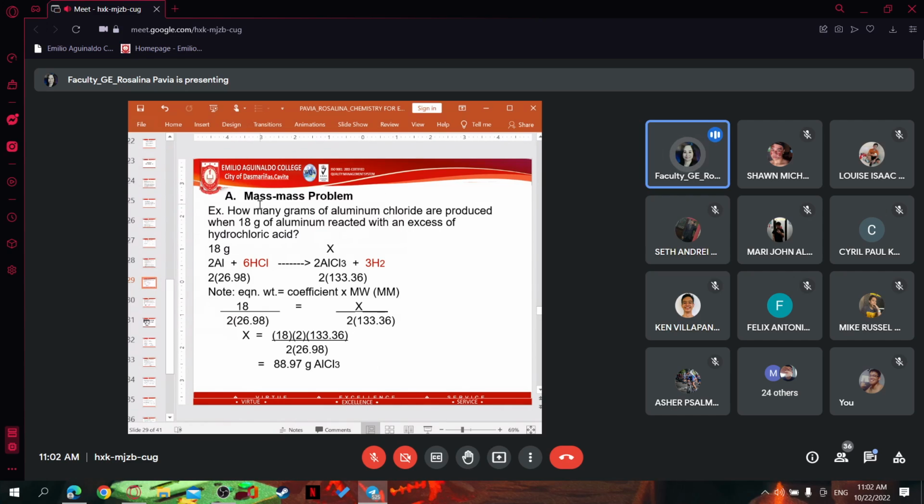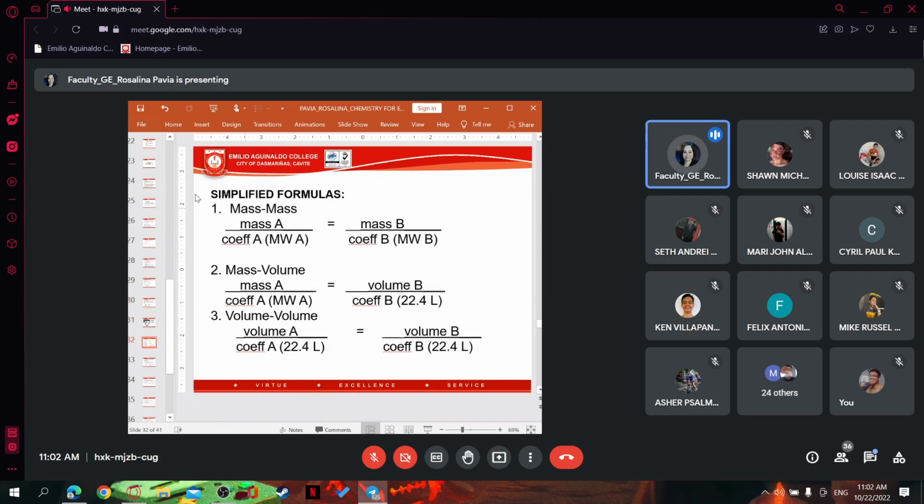Now, I have a formula in here for mass. I formulated kasi nga mas mabilis, magsa-substitute na lang kayo. Okay, here is the formula for mass problem. Mass A over coefficient A over molecular weight A or molecular mass A equals mass B over coefficient B over molecular weight B or molecular mass B.